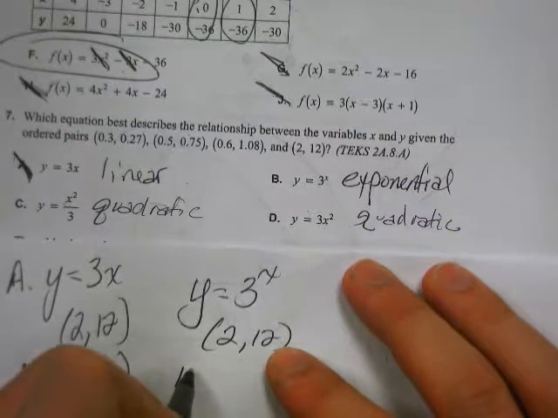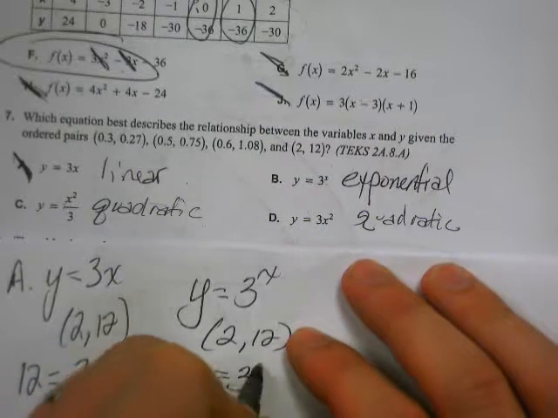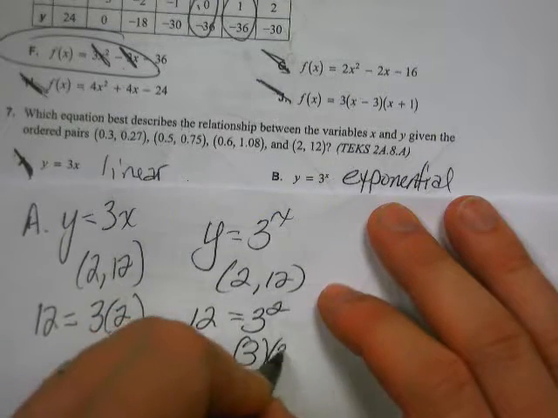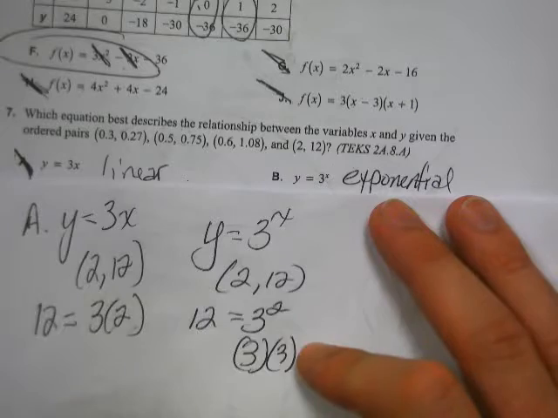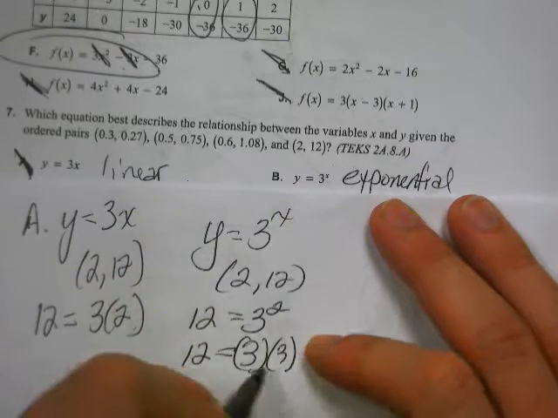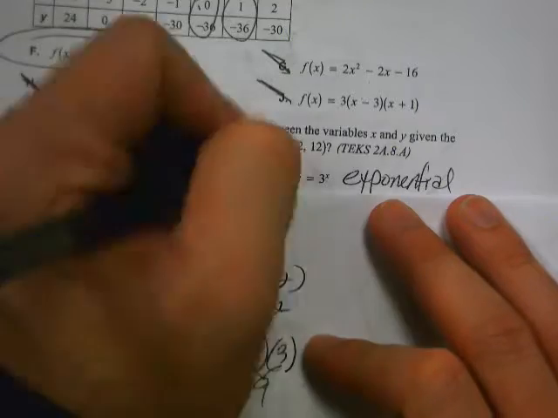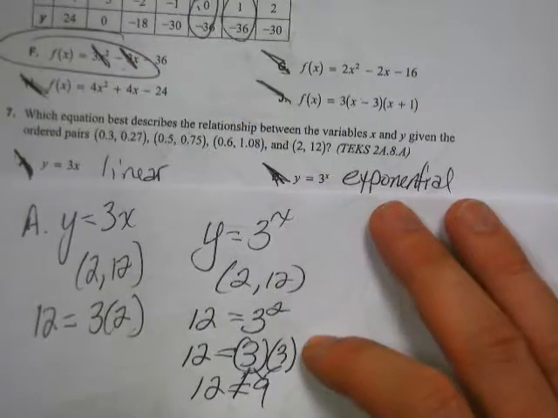When y is 12, x is 2, and 3 squared is just 3 multiplied like this. 3 times 3 is 9. 12 does not equal 9. So B is not true either.